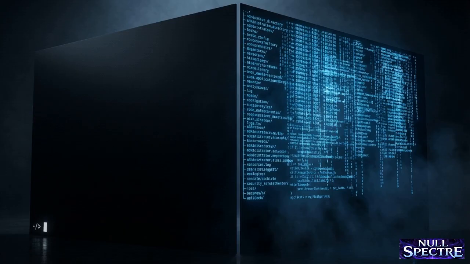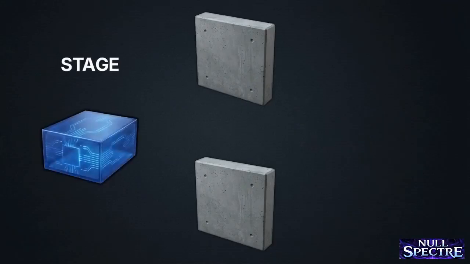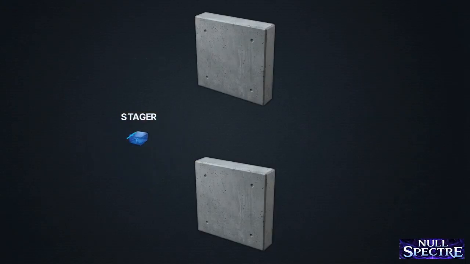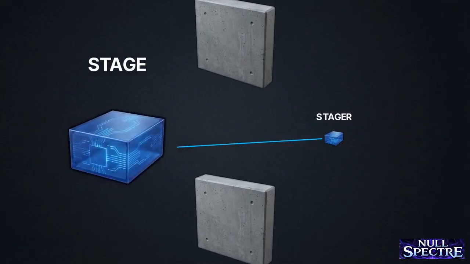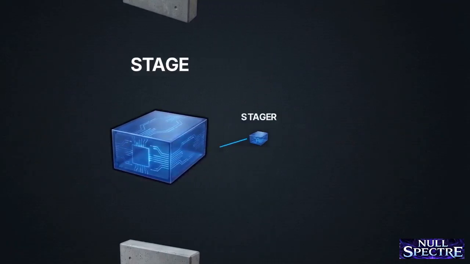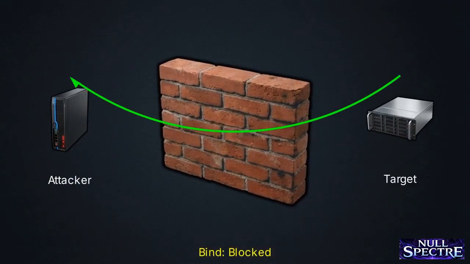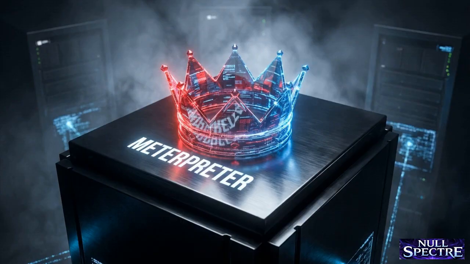The exploit only gets you inside the perimeter. What happens next depends entirely on your payload selection. Complex payloads won't fit inside an initial exploit. Attackers use staged payloads. A tiny stager slips through the vulnerability, establishing a connection to pull the heavier stage through. To bypass defenses, we use a reverse payload, where the compromised machine reaches out to the attacker. The ultimate stage payload you want to pull through that reverse connection is a tool called Meterpreter.